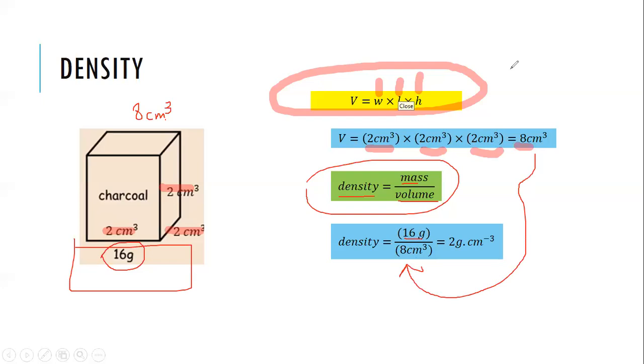Yes, somebody asked why the 3 is negative. Why is the power negative? I'm going to explain now. First, 16 divided by 8. Oh, very hard question. 16 divided by 8 is 2. So 2 grams per centimeter cube.